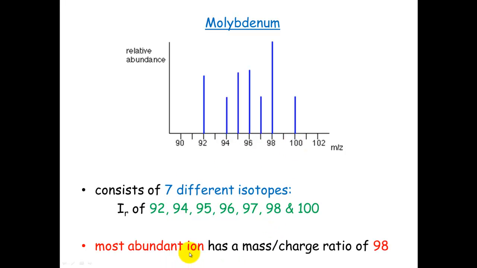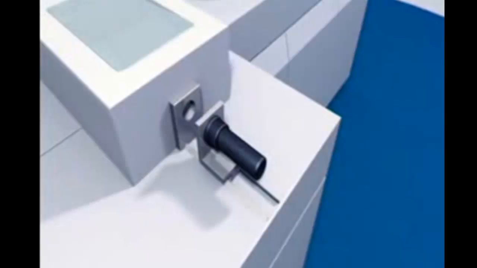The most abundant ion is the 98 here, or the isotope with the relative isotopic mass of 98, okay? All of these abundances will add up to 100% of the total amount of molybdenum atoms. So this short video just shows what we've been talking about.